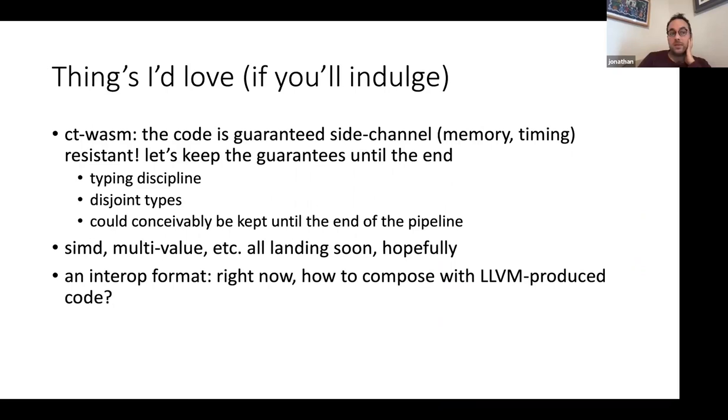Some things that we have our eyes set on. One of the things is CT WASM, constant time WASM. Our code initially is guaranteed to be side channel resistant for the most obvious memory and timing side channel attacks. Essentially, we guarantee at the level of F star that you can't use secret data to either access memory or perform direct comparisons or non-constant time operations. And it'd be great to have a constant time discipline to just be able to show that these guarantees are preserved all the way until the end. And we hope that we can keep all of these guarantees until the end of the pipeline.